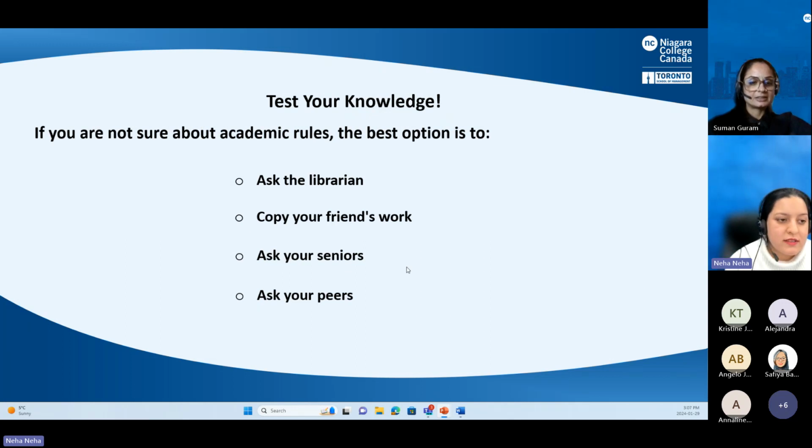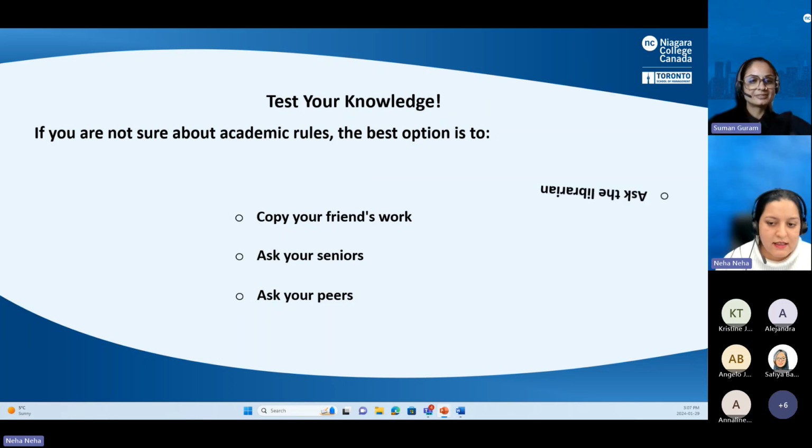Okay, the next question is, if you are not sure about academic rules, the best option is to A, ask the librarian. B, copy your friend's work. C, ask your seniors. And D, ask your peers. Yes, it's ask the librarian. We are here to help you.